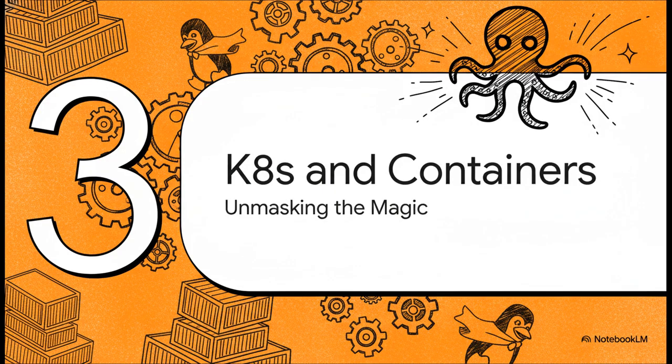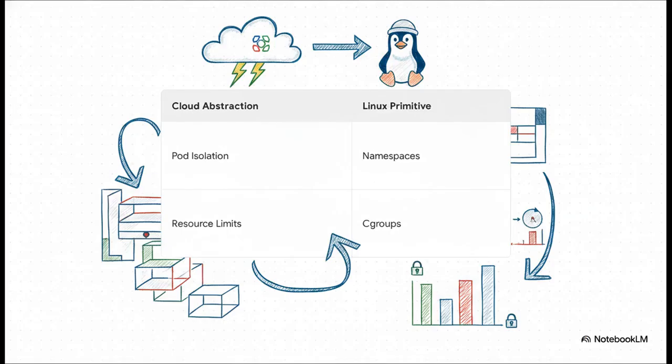Let's move on to Section 3, Unmasking Kubernetes and Containers. Let's apply those gritty lessons to the tools we use every single day to orchestrate workloads. We talk constantly about things like pod isolation or setting resource limits for memory and CPU. Right? But here's the thing. Kubernetes doesn't actually magically enforce these rules itself. It simply translates those concepts into actual Linux primitives. Pod isolation, that's achieved using Linux namespaces. Resource limits, those are enforced by Linux cgroups. So Kubernetes is, fundamentally, just a highly sophisticated system for managing those exact Linux kernel features at a massive distributed scale.